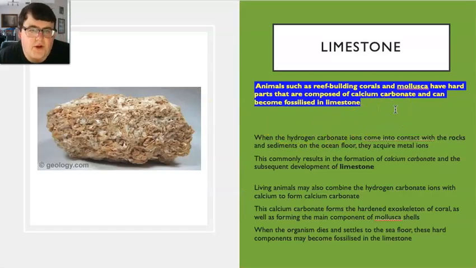When those hydrogen carbonate ions from the dissociation of carbon dioxide in the water come into contact with rocks and sediments on the ocean floor, those rocks and sediments acquire metal ions. That results in the formation of calcium carbonate, and then consequently the development of limestone, which we can see in this picture here. So that's how limestone is created. Living animals will also use those hydrogen carbonate ions to form calcium carbonate. Calcium carbonate forms the hardened exoskeleton of coral, so that's why coral's hard, as well as creating the shells for mollusks like snails, etc.